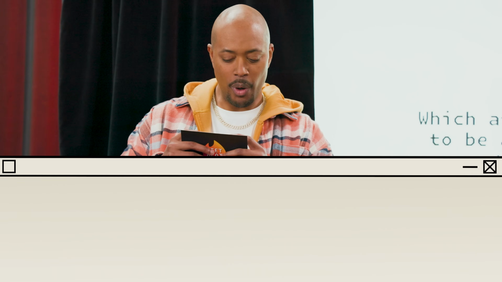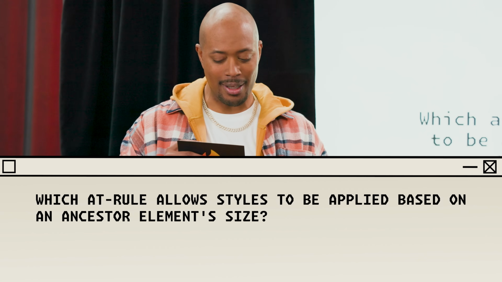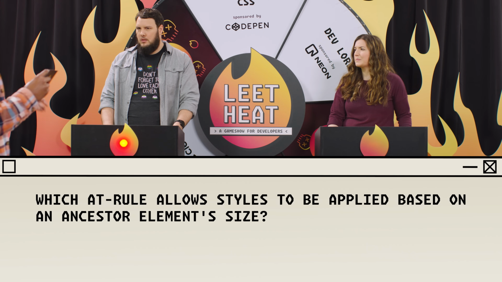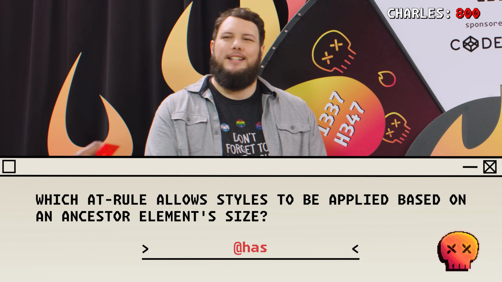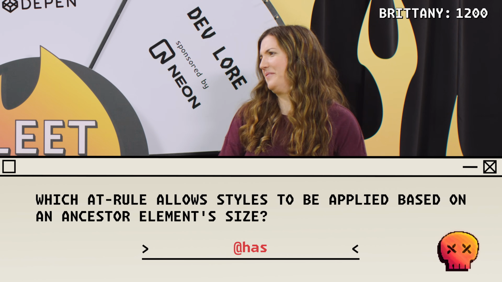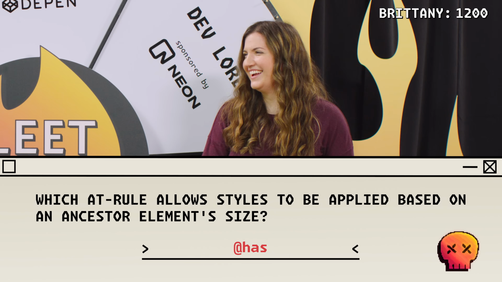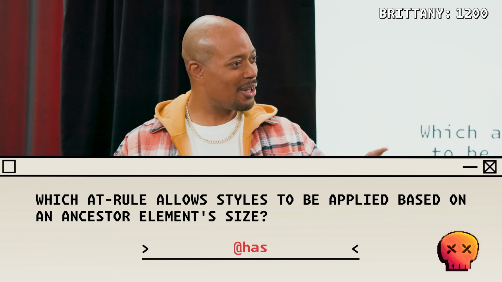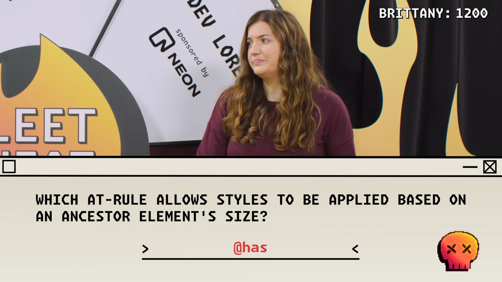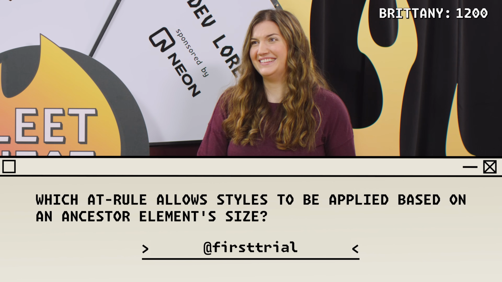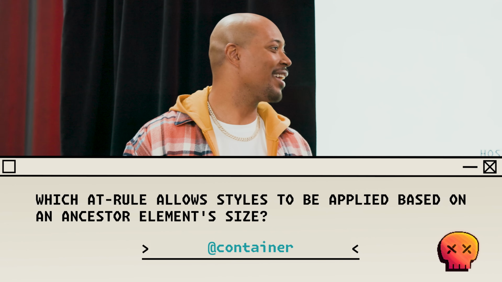Next question. Which @rule allows styles to be applied based on an ancestor element's size? Charles. Has? Not has, but you has the opportunity for another bite. Brittany, would you like a chance to steal? Yeah. You do. Fortune favors the bold. Off you go. Okay. Based on the ancestor elements. First child? First bite. Another bite. The correct answer is @container.